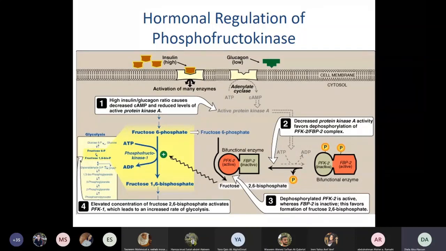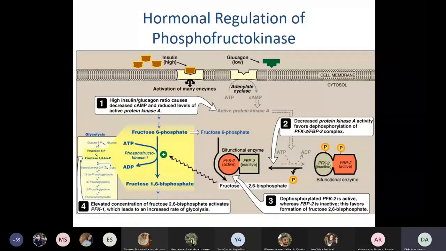And we said that fructose 2,6-bisphosphate is a positive regulator of phosphofructokinase number 1, which converts fructose 6-phosphate to fructose 1,6-bisphosphate and activates, of course, the reactions of glycolysis. Okay.